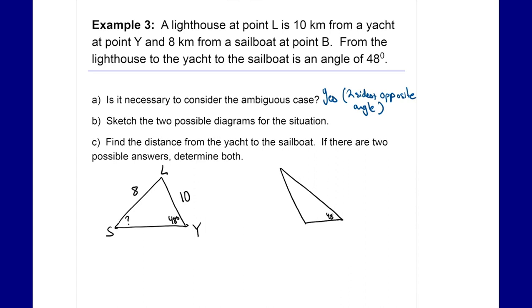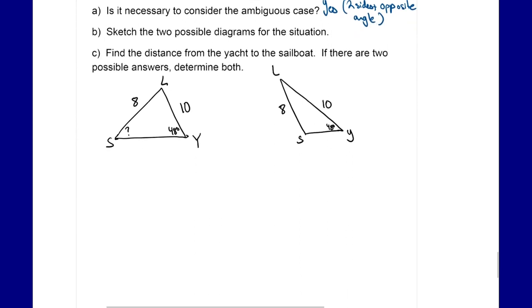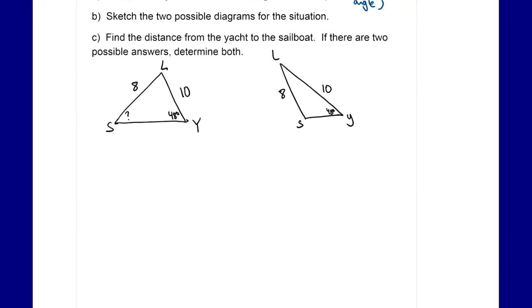So still 48 degrees, still 10, still 8, SYL, however, in this case the sailboat is closer to the yacht. And again, we don't know which scenario is which. We don't have enough information. But let's look for how far away the sailboat is from the yacht. And again, we said there are two possible answers.